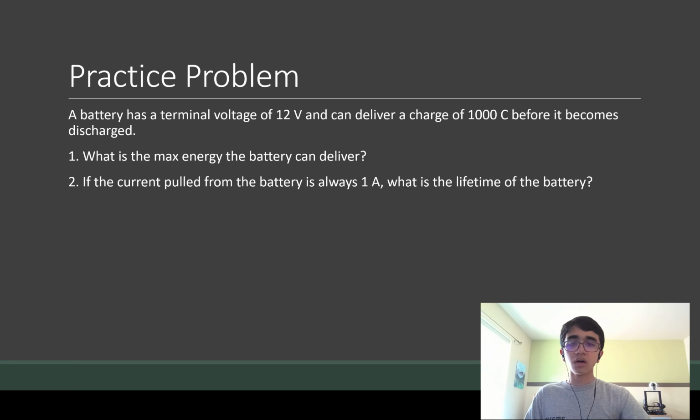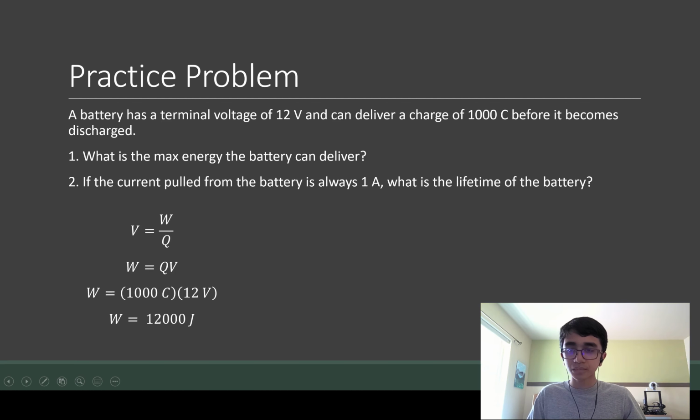All right. And so if you're not able to solve these practice problems, don't worry about it, right? As long as you get the gist of what potential difference is and what current is, you should be fine for FRC. But if you just want to try for fun, here it is. A battery has a terminal voltage of 12 volts and can deliver a charge of 1000 coulombs before it becomes completely discharged. I want you to try to figure out what is the maximum energy the battery can deliver. And the second part is, if the current pulled from the battery is always 1 amp, what is the lifetime of the battery? So I'm going to give you a few seconds to pause.